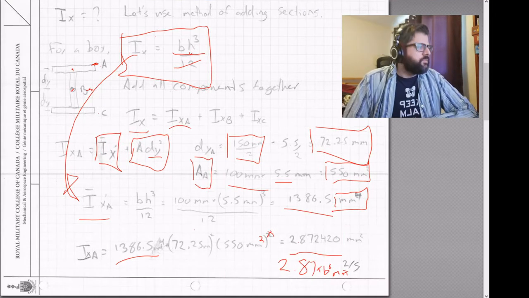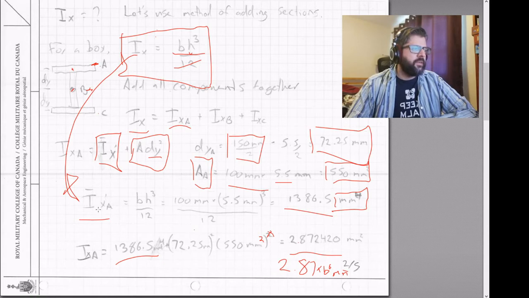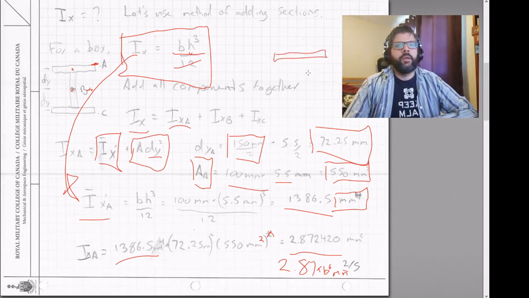So that's a relatively large number compared to the Ix prime A, and that really shouldn't be too surprising. The fact of the matter is that if we just had a bar here and we were trying to bend that bar, it wouldn't resist it all that much if we were just bending it about its own centroid.